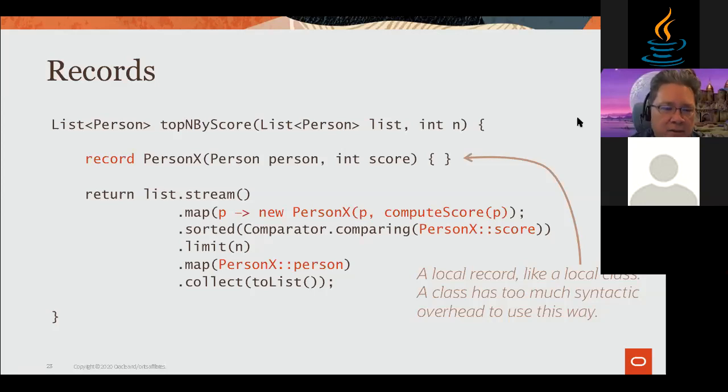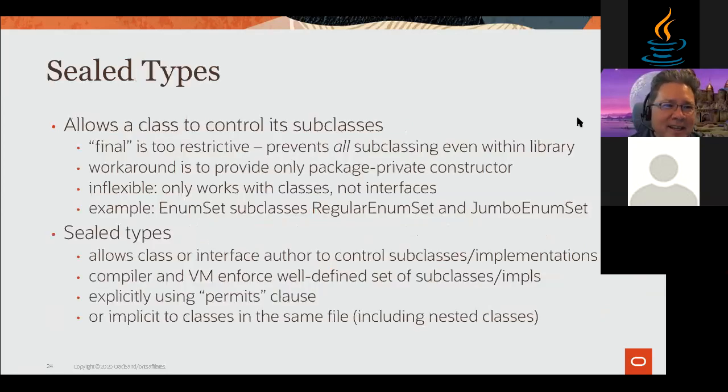There are lots and lots of other examples, but unfortunately, I have to move on at this point. Okay, sealed types. A sealed type is a new mechanism we are working on. It's not yet in preview, but there have been a bunch of discussions and design proposals. The idea is to allow a class to control its subclasses.